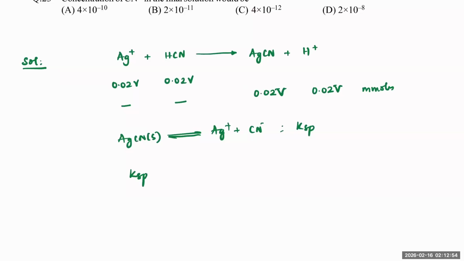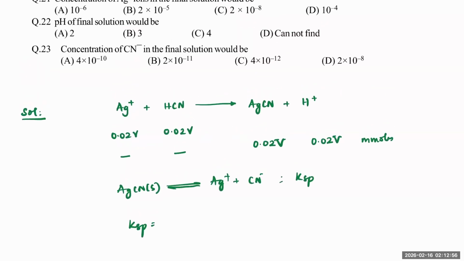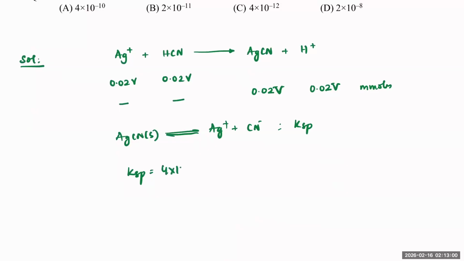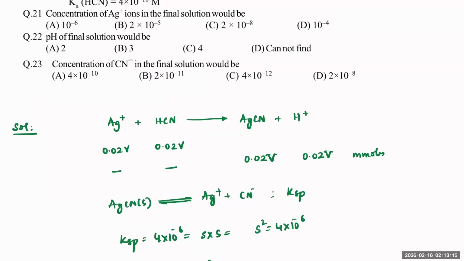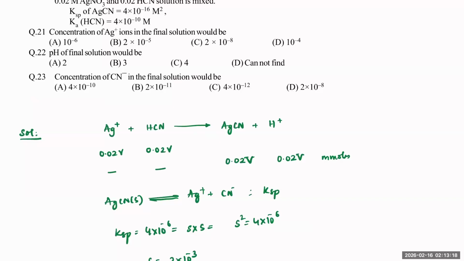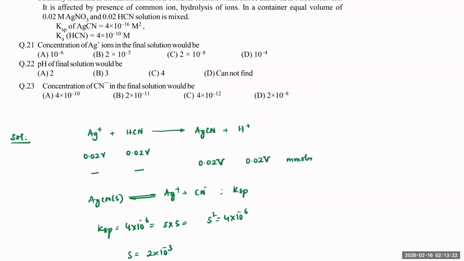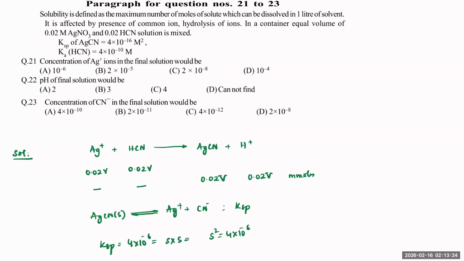So Ksp can be written as Ag plus and CN minus concentration. So the Ksp value is given as 4 into 10 raised to power of minus 6, which is equal to Ag plus and CN minus concentration, which will be almost the same. So S square is equal to 4 into 10 raised to power of minus 6. So S will be equal to 2 into 10 raised to power of minus 3. So that will be the concentration of Ag plus ions in the final solution. Got it?